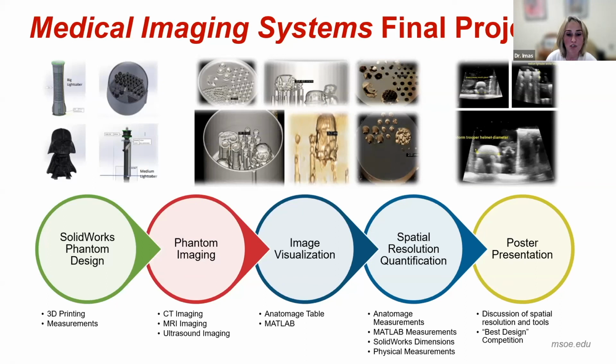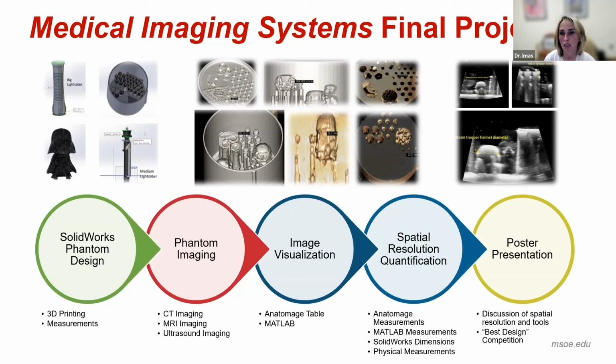The students get to 3D print their object. They get to image it in the hospital using CT and MRI. And they also get to image it using an ultrasound system that we have in one of our labs. And then they get to use the Anatomage table, at least for CT and MRI images, to visualize their objects. And you can see some of these objects are shown here.